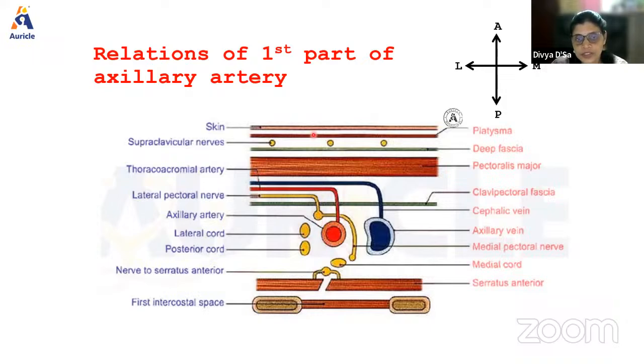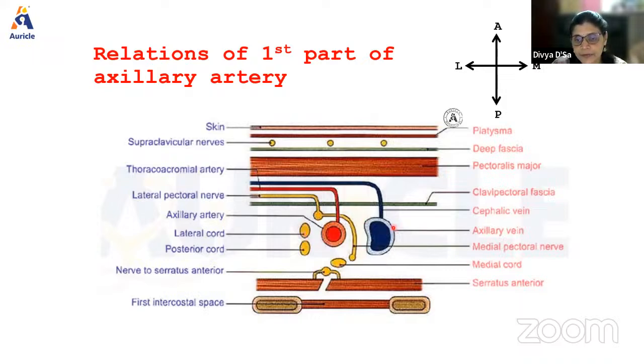So these are the structures anteriorly. Posteriorly, if you see, this is the intercostal space, first intercostal space. So the first rib and the second rib. And we have the intercostal muscle here, then the serratus anterior muscle and the nerve to serratus anterior. Okay. And medial cord here, I told you in the upper part, medial cord will be posteriorly. Okay. And posterior cord and the lateral cord will be lying laterally here.